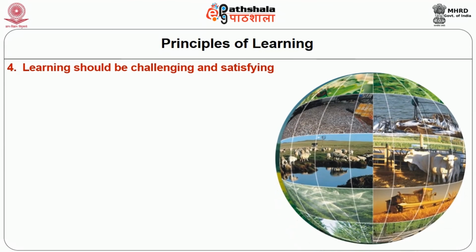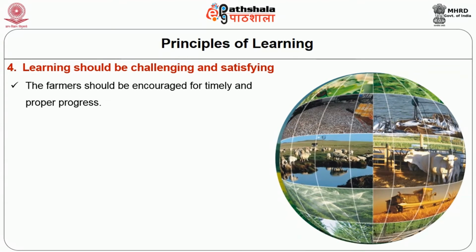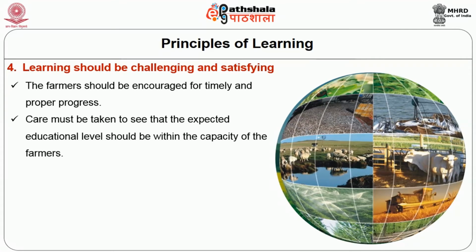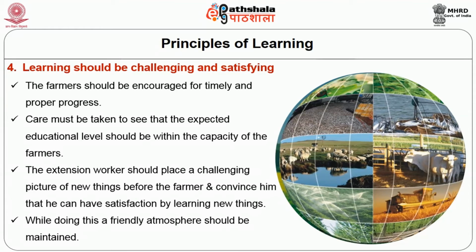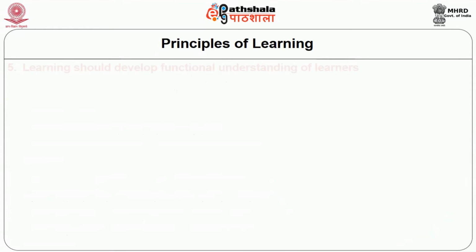Learning should be challenging and satisfying. The farmer should be encouraged for timely and proper progress. Care must be taken to see that the expected education level should be within the capacity of the farmers. The extension worker should place a challenging picture of new things before the farmer and convince him that he can have satisfaction by learning new things. While doing this, a friendly atmosphere should be maintained.